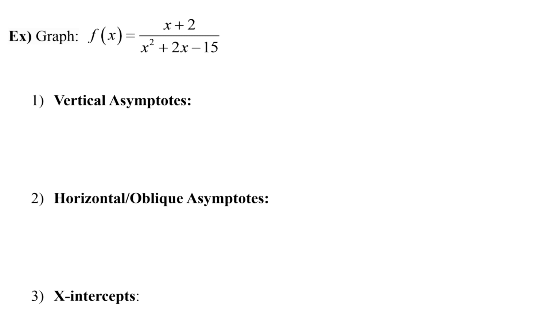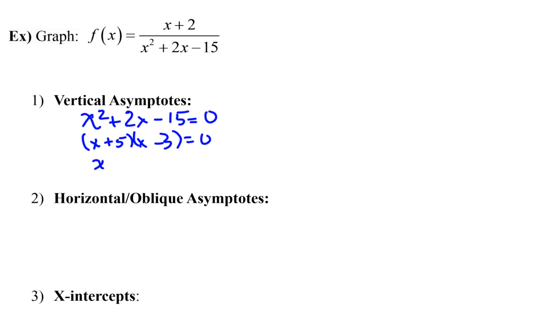Let's take a look at a little bit more complex rational function. I go through the same steps, and the first step is always finding the vertical asymptotes. I start by taking the denominator and setting it equal to 0, and then solving. So I'm going to factor this. (x + 5)(x - 3).